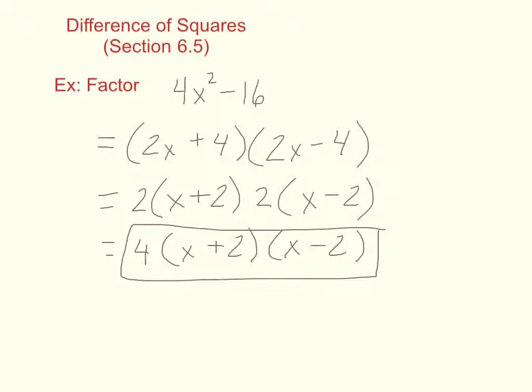And that's because the factored form of a polynomial is going to be unique. So no matter how you get there, you get to the same factored form. But I think it is easier to take the greatest common factor out first, as in the previous example.